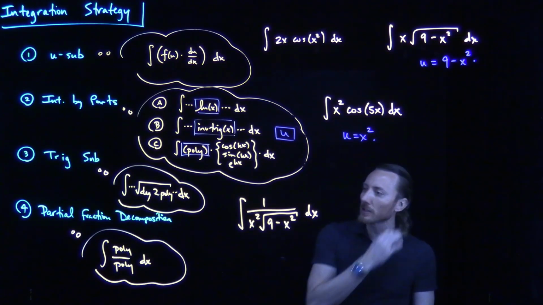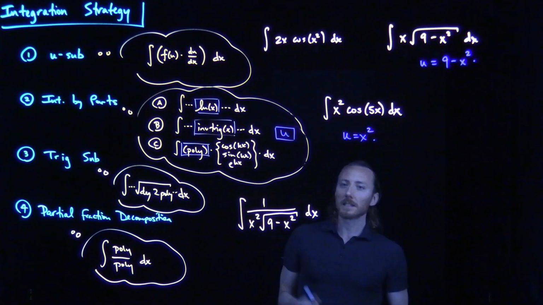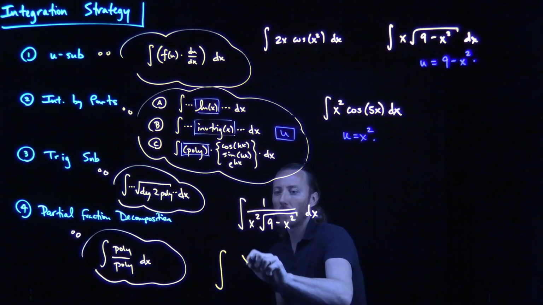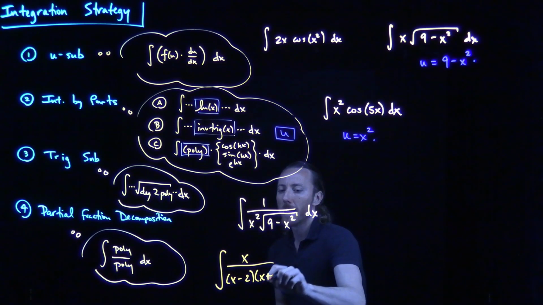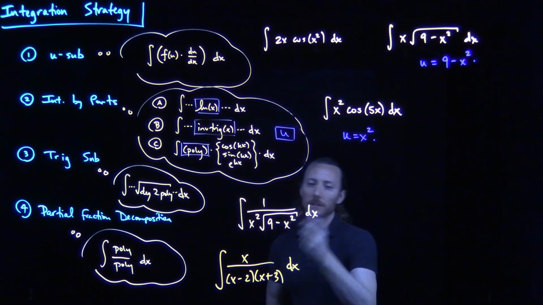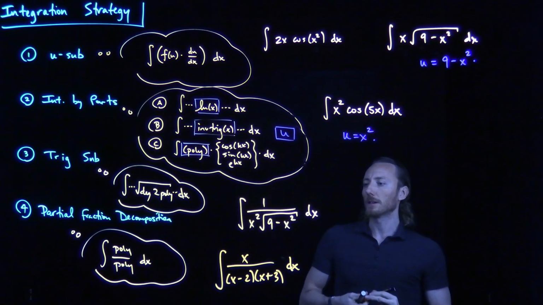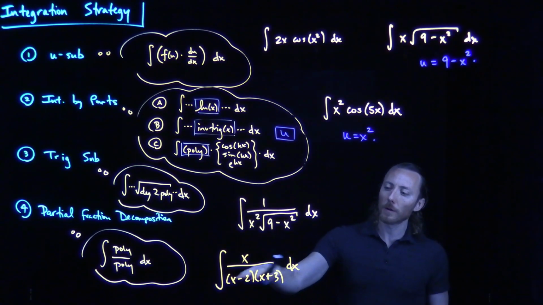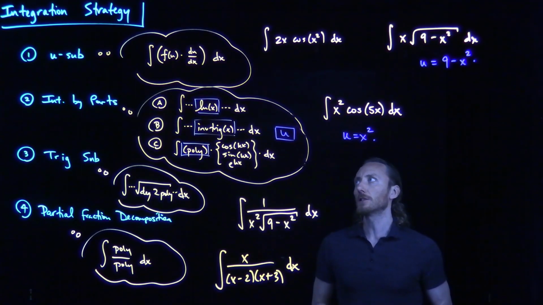What about partial fraction decomposition? Here we have a polynomial over a polynomial. In fact, often the denominator polynomial is factored. So if we had something like the integral of x over (x minus 2)(x plus 3) dx, here's a classic form of a partial fraction decomposition integral, and yet just because we have a polynomial over a polynomial like we do in this case doesn't mean that we necessarily are using partial fraction decomposition.